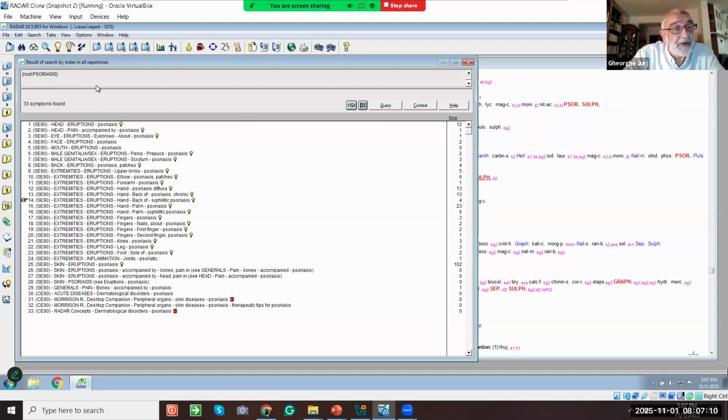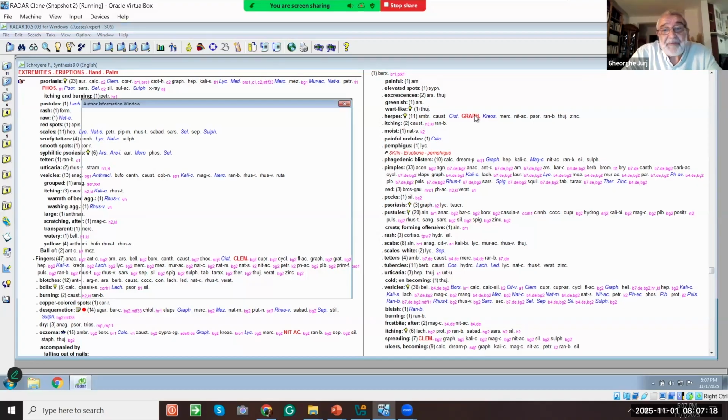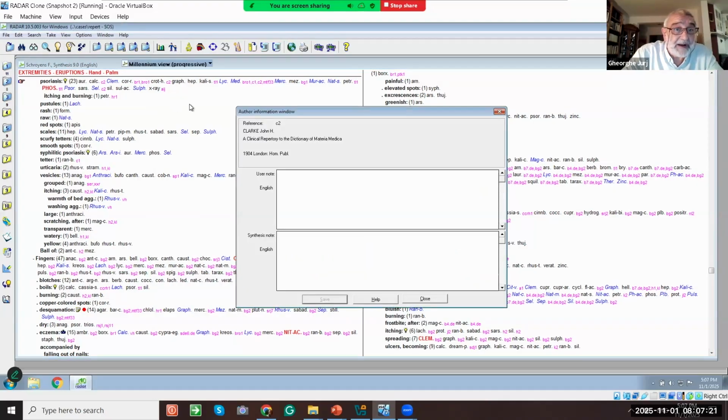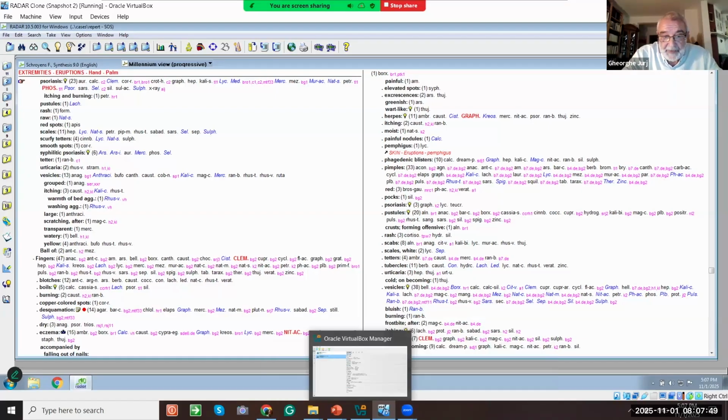For example, in palmar psoriasis, this is a much better rubric with 23 remedies, most of them coming from Clarke. But I think the degrees are not quite correct. For example, in palmar psoriasis, petroleum would be of the third degree, Lycopodium maybe at third degree, not Phosphorus of third degree, and so on and so forth. So that's the introduction to the whole idea.